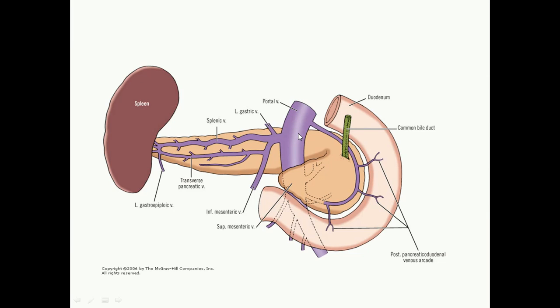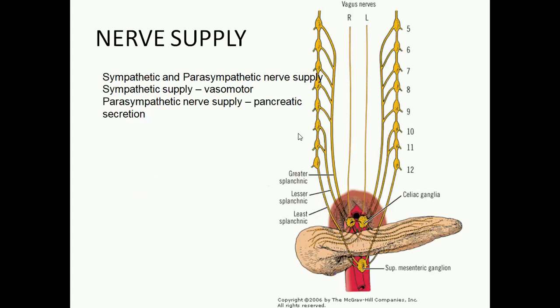The main veins that drain it are the superior mesenteric vein, inferior mesenteric vein, portal vein, and the splenic vein. These are the four veins that mainly drain the pancreas. Coming to the nerve supply, there is sympathetic and parasympathetic nerve supply. Sympathetic will be taken up by the thoracic segment, and the vasomotor also.